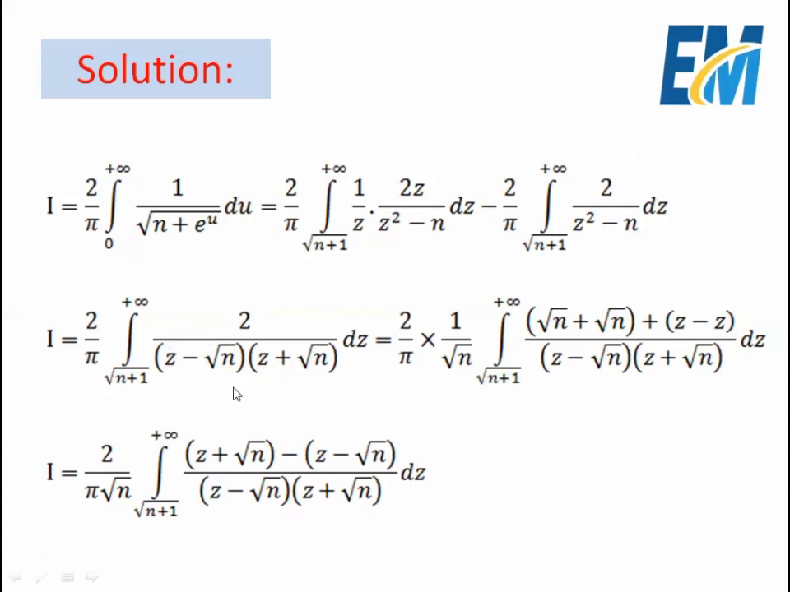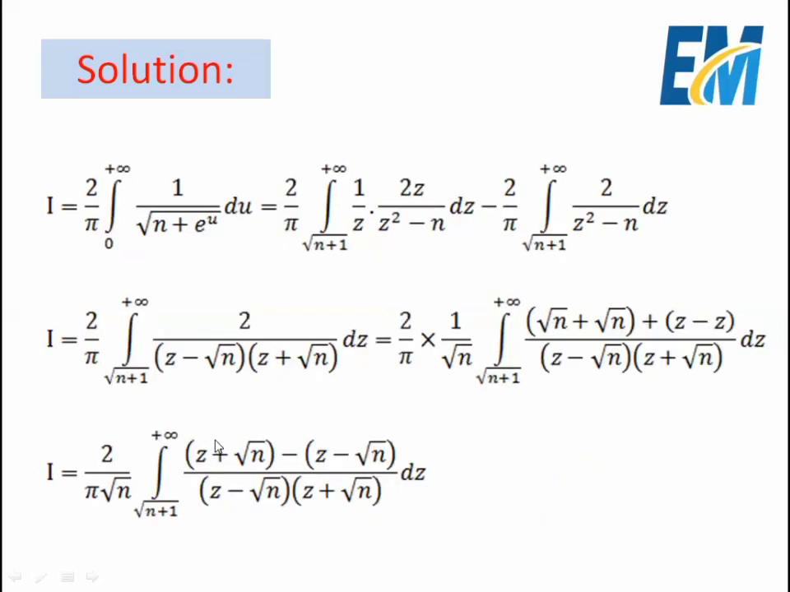We can use the method of partial fractions, but we will use another method. So 2 over pi here, and here we have 2. Then we will multiply by square root of n and square root of n. So we get 2 multiplied by square root of n over square root of n. We will add z and then subtract z. So we will have z plus square root of n minus z minus square root of n. So I becomes 2 over pi square root of n, times z plus square root of n minus z minus square root of n, all over the denominator, dz.